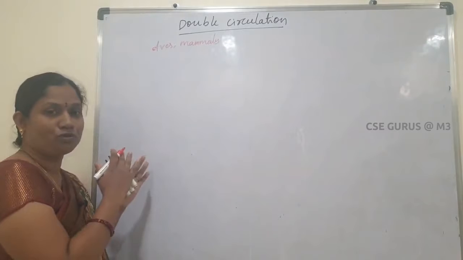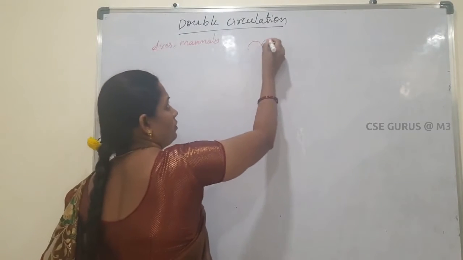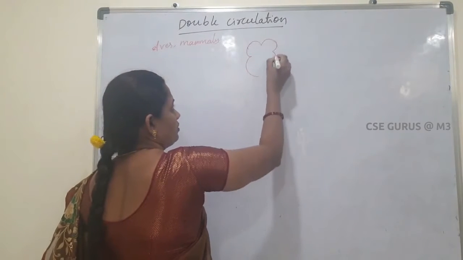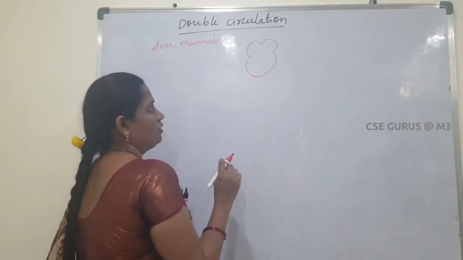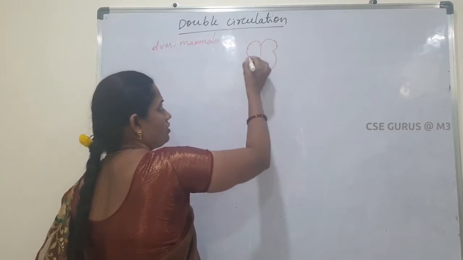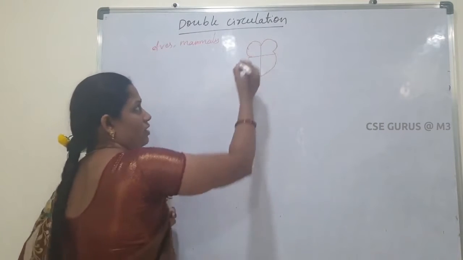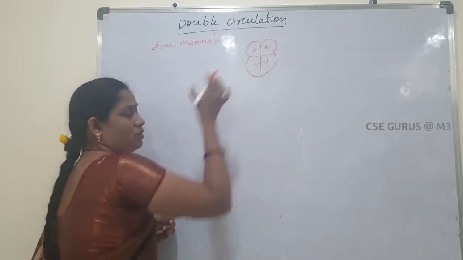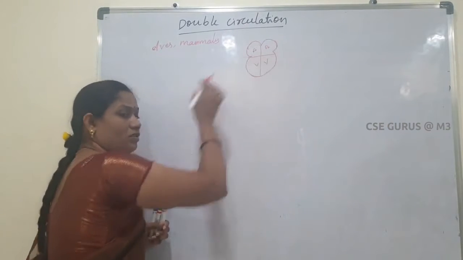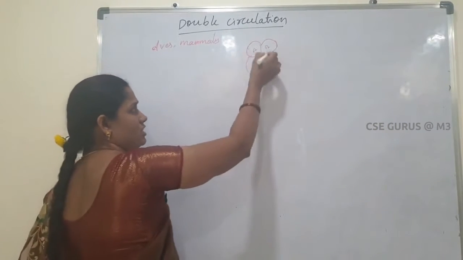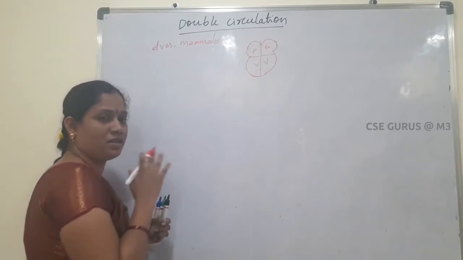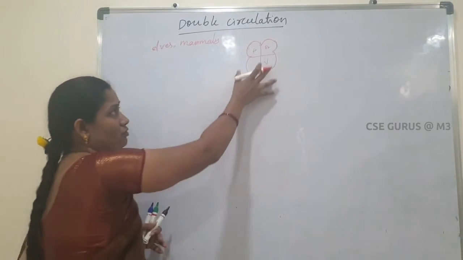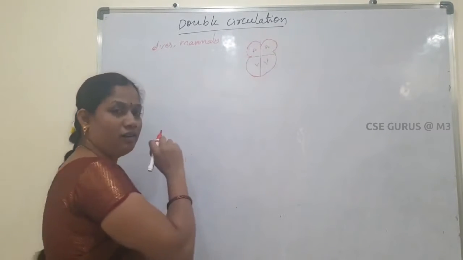For example, just to imagine, this is the heart. The heart has four chambers, atria and ventricles. The upper chambers are called atria, the lower chambers are called ventricles. These atria and ventricles are separated by septa, so the four chambers are completely divided.